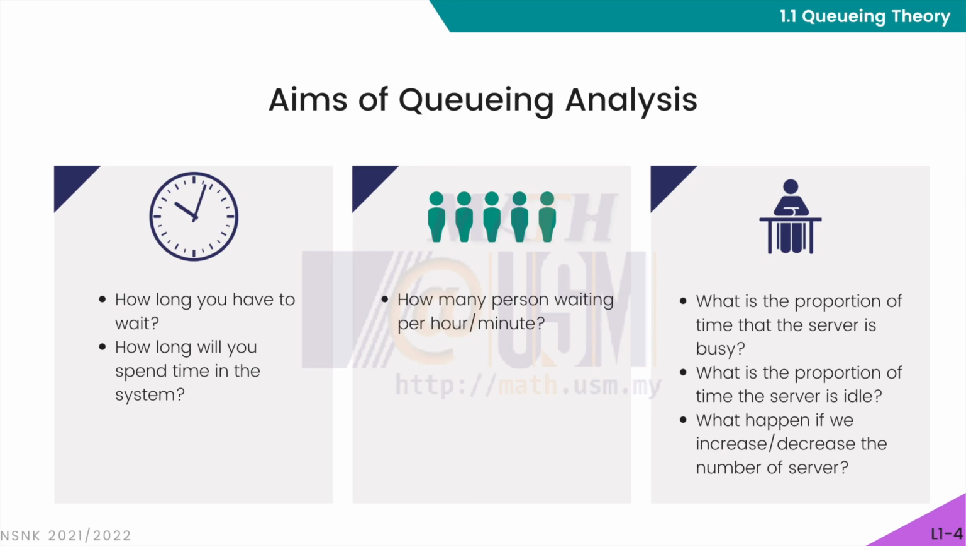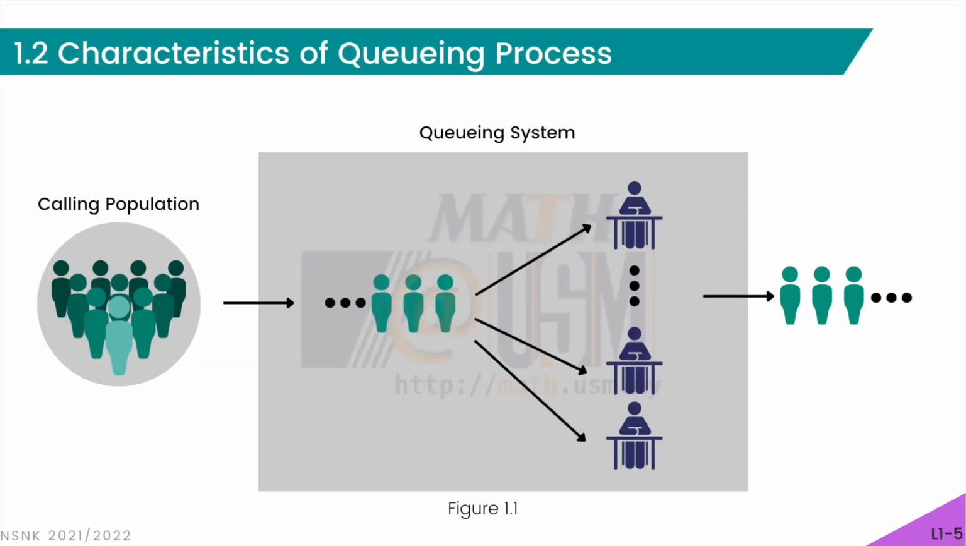This study or analysis is important in order to predict various characteristics of a waiting line or queue, to provide important information to decision makers or researchers. Next, we will move on to the characteristics of the queuing process.